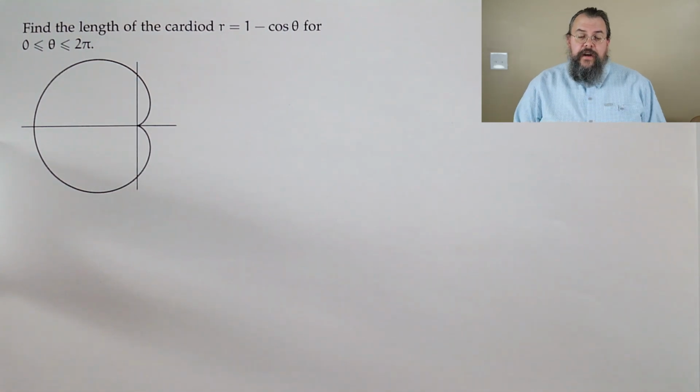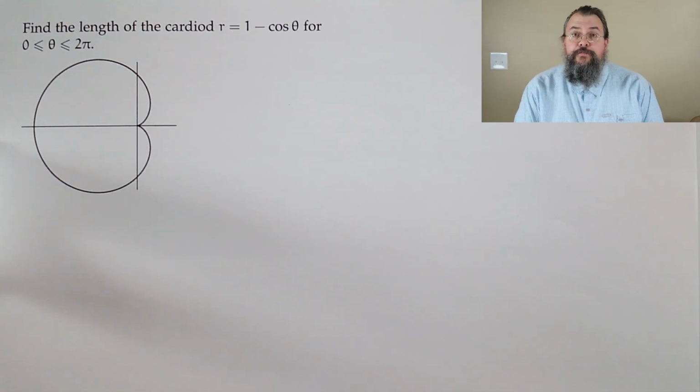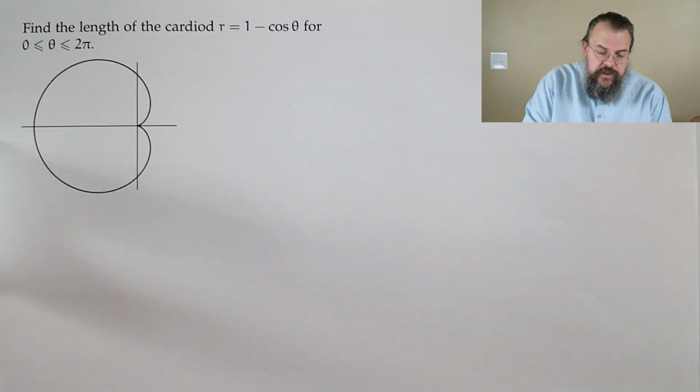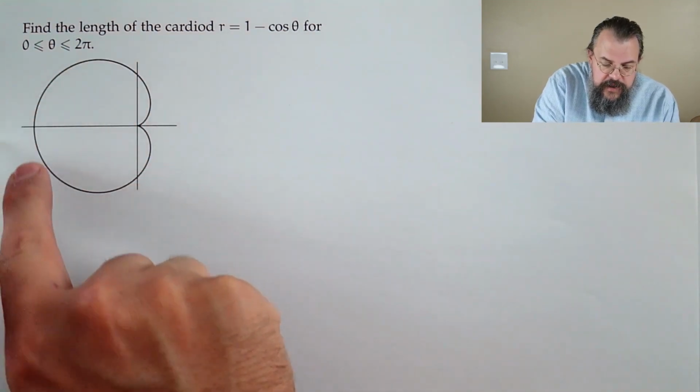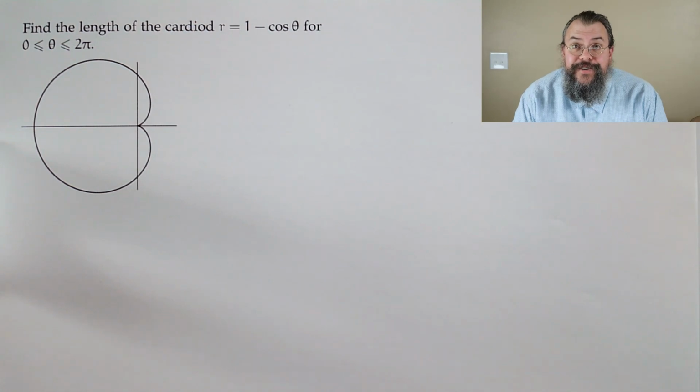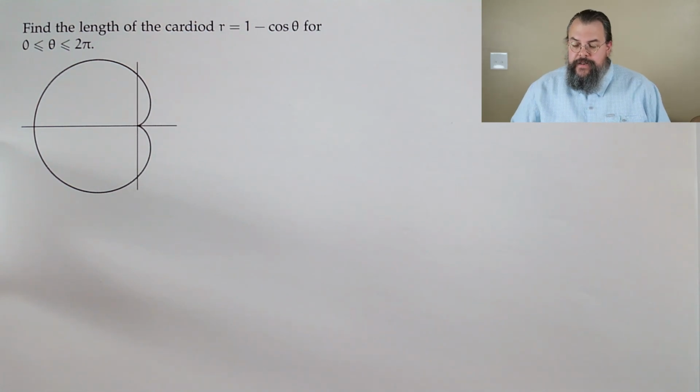Find the length of the cardioid, r equals 1 minus cosine theta, where theta goes from 0 to 2 pi. Okay, so that's actually the picture. So we're really trying to find what's this length. All right, well, that should be interesting, right? So let's begin.